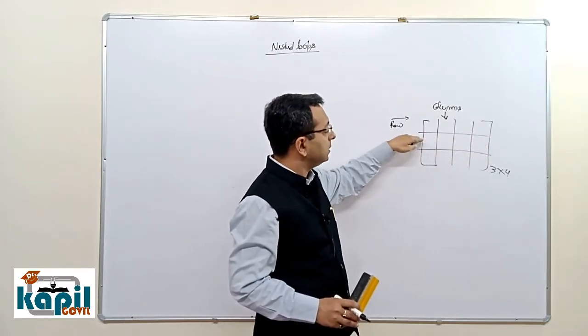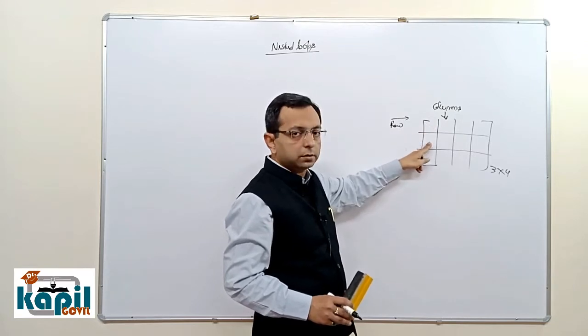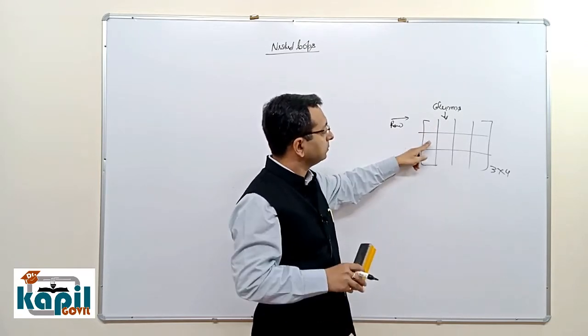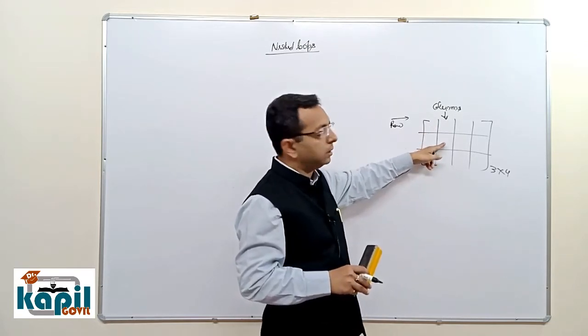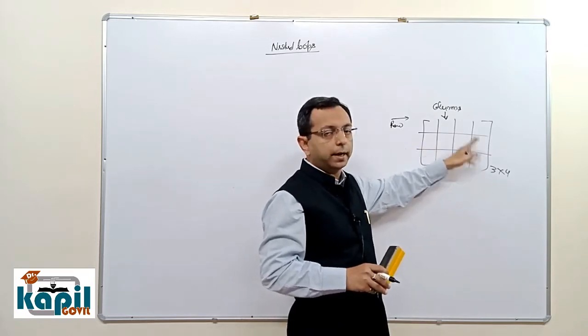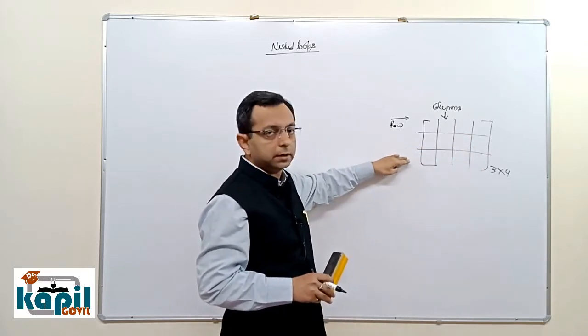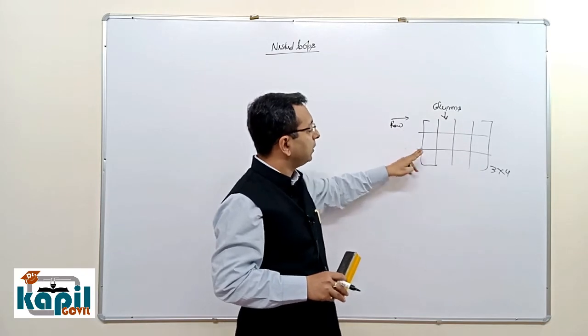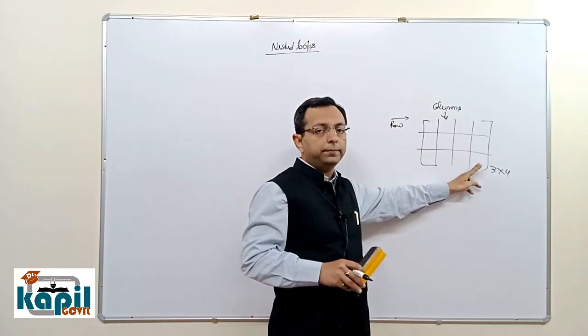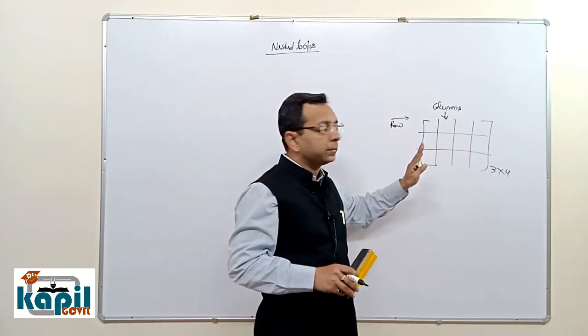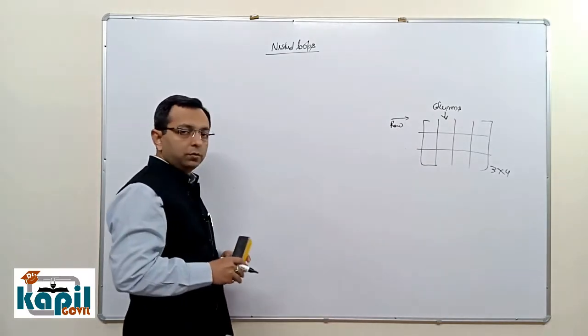Then in the second row, we will use the first column, then the second column, then the third column and fourth column. And similarly, in the last row, that is the third row, we will use the first column, second column, third column and fourth column. So let us see how we will use this.